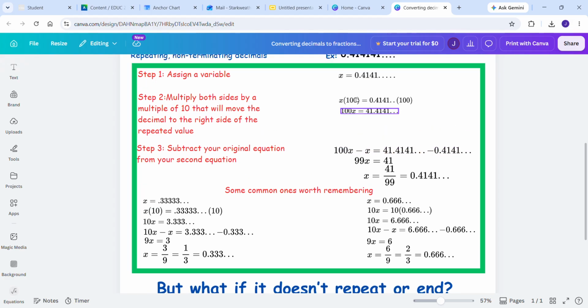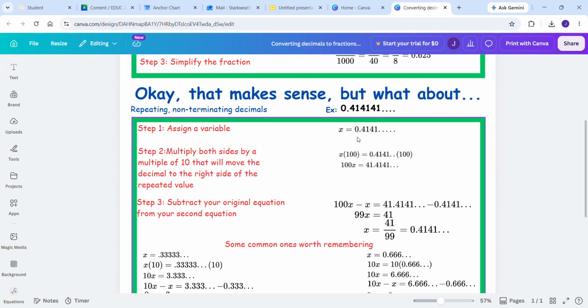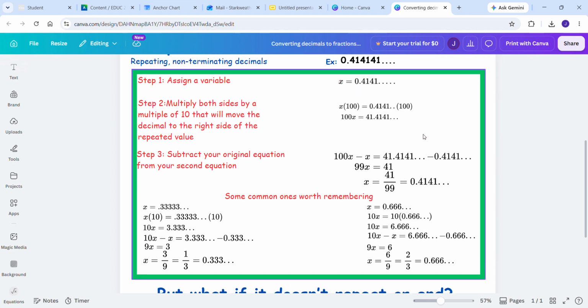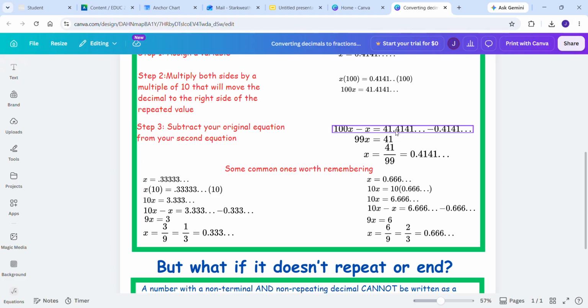Now the third step is to take the equation we just made and subtract that very original equation, x equals 0.4141 repeating. By doing that, you end up with 100x minus x, which is 99x, equals 41.41 repeating minus 0.41 repeating, which equals 41. So your fraction here is actually 41/99. You can't simplify that down any further.